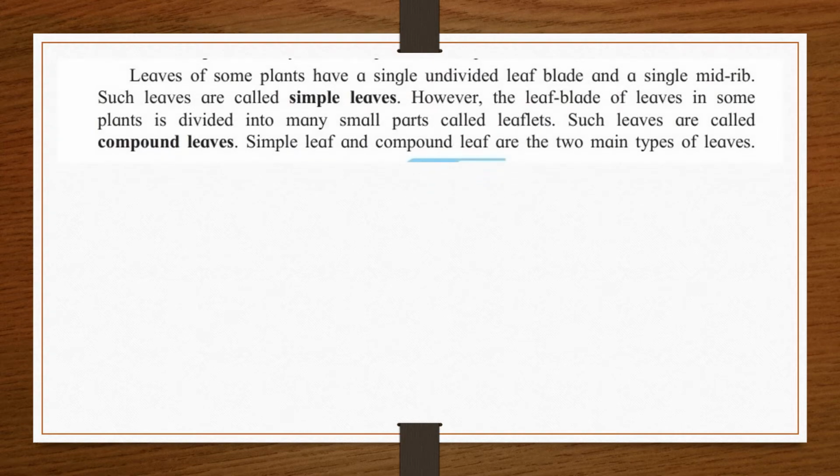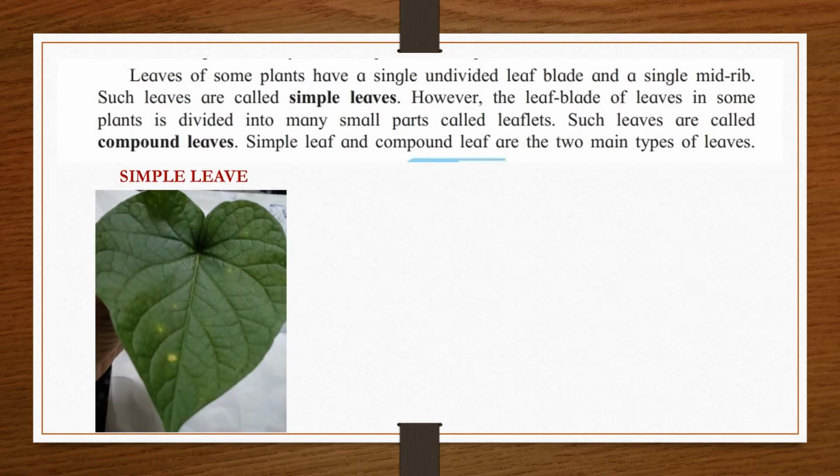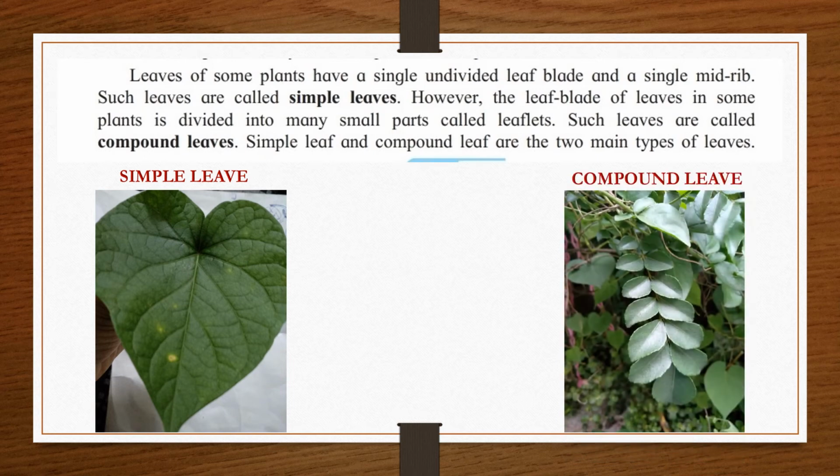Understood, students? Any doubt about here? Now, on the basis of when the lamina is undivided, when we see a single leaf, it is called a simple leaf. See here, the lamina is continuous, meaning the broad portion is uncut. Hence such a leaf is called a simple leaf. Understood? And a plant with such leaves is called a plant with simple leaves.